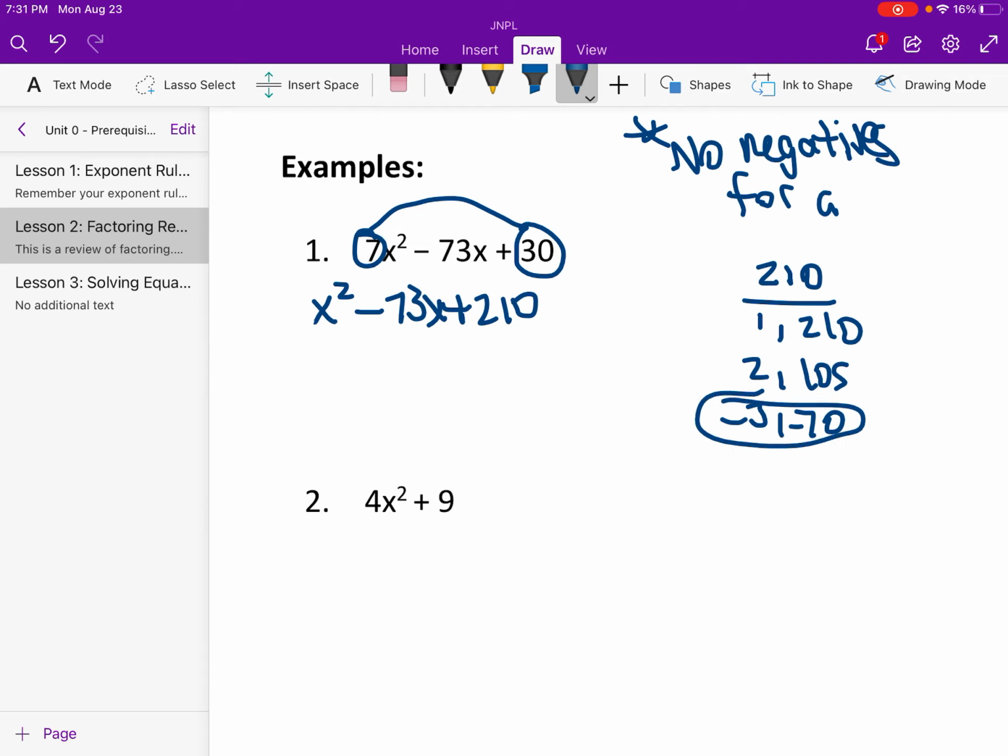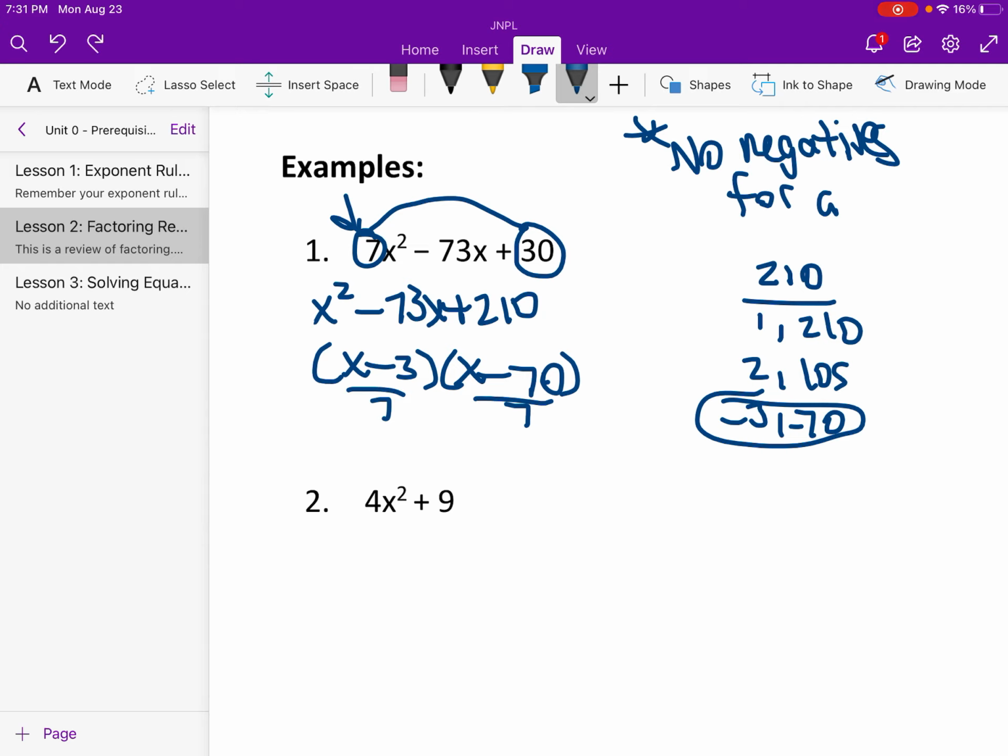It might take a long time, but when you find it, figure out what signs it needs to be. Then we can do x minus 3, x minus 70. But we're not done yet, because remember we multiplied by 7 to make it go away. Now it needs to come back. We can't just get rid of it. So we do that by dividing by 7 at the end. That's a crucial step.